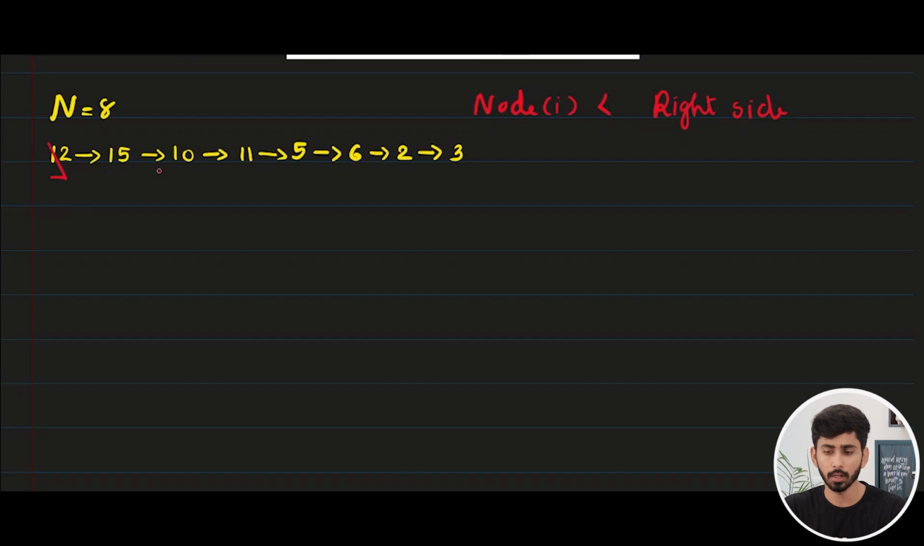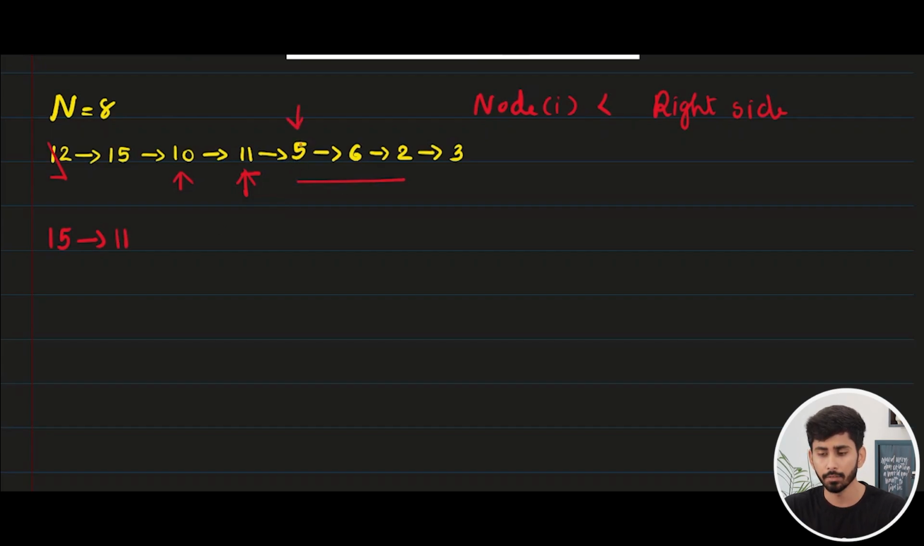Now 15. On the right hand side of 15, I cannot see any node greater than 15. So we'll keep 15 in the output linked list. Now moving on forward with the next node, 10. On the right hand side of 10, I can see 11. So I'll be deleting 10. Now the next node will be 11. On the right hand side of 11, can you see any node greater than 11? No. So I'll be including 11 in the output linked list.